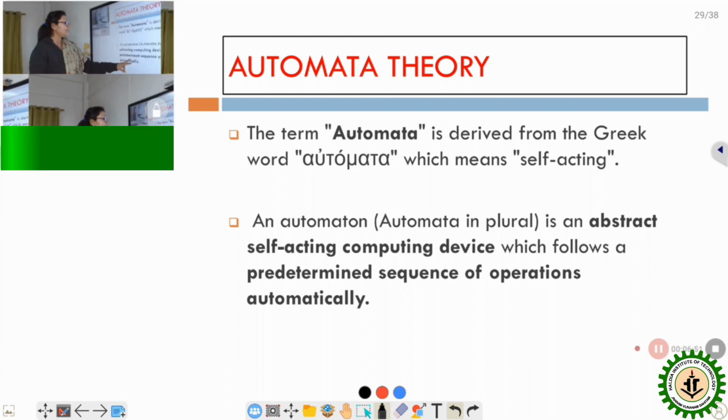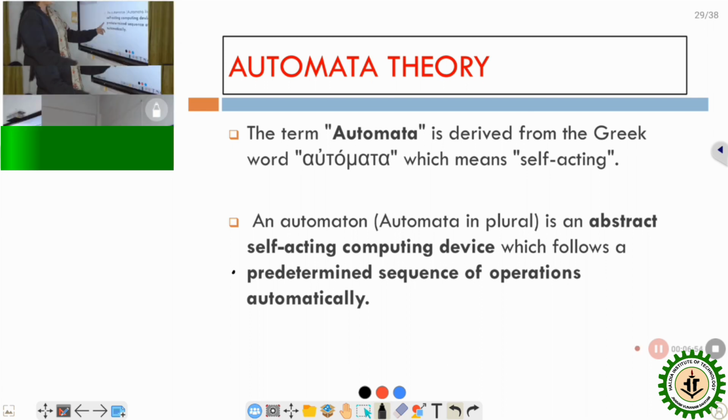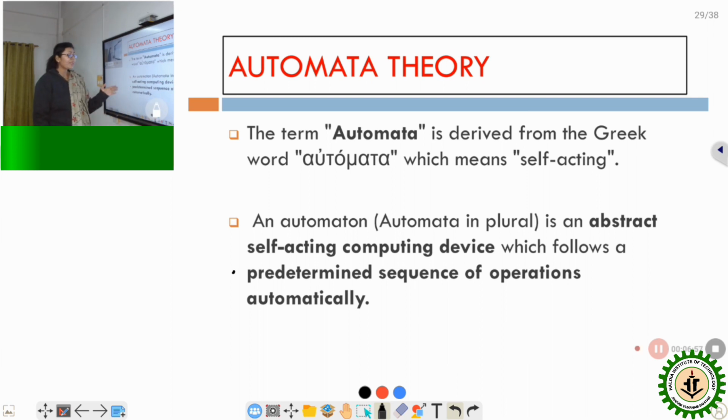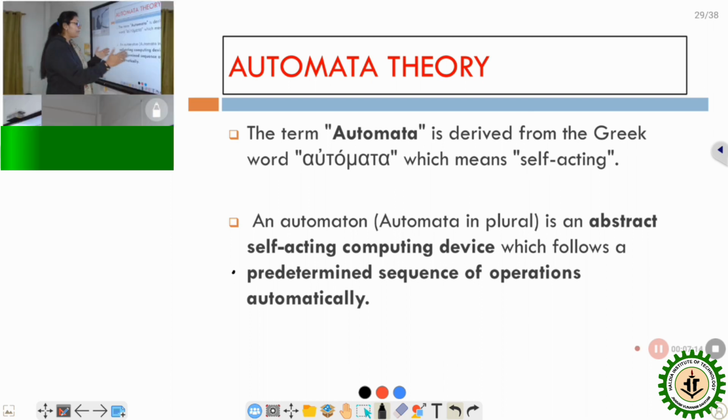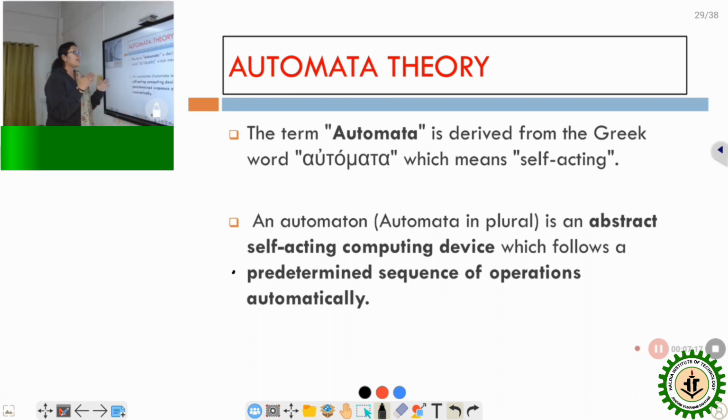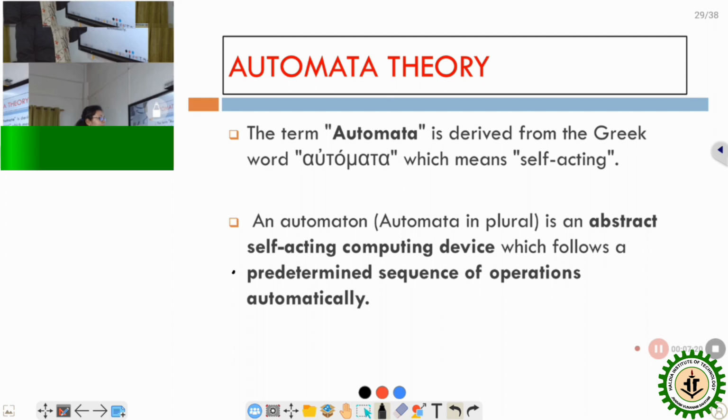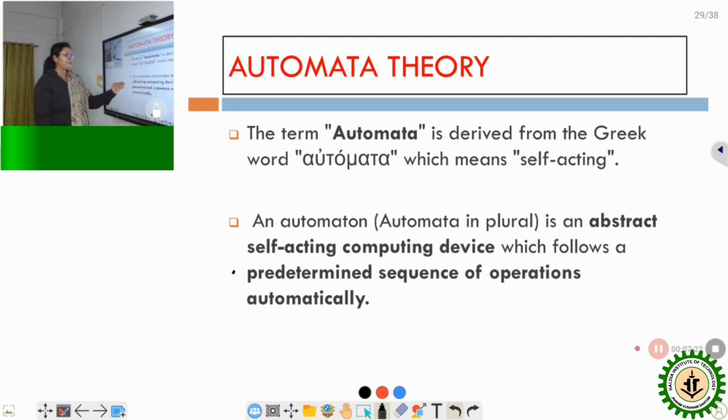Now, what does it mean by a predetermined sequence of operations? That predetermined sequence of operations is our algorithm. We have some steps in the algorithm, and we have to solve a problem according to those steps or that sequence of operations. Correct? So, that predetermined sequence of operations is our algorithm. That means an automaton is an abstract self-computing device that follows an algorithm automatically. That's why it is known as automata. That is self-acting.